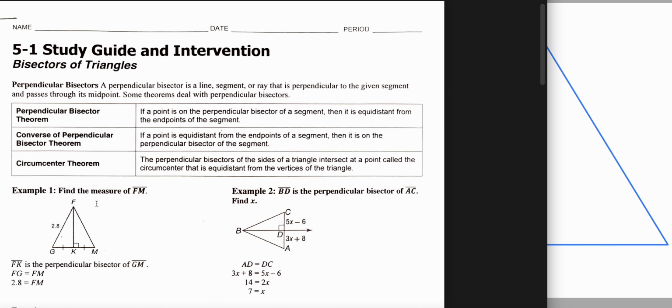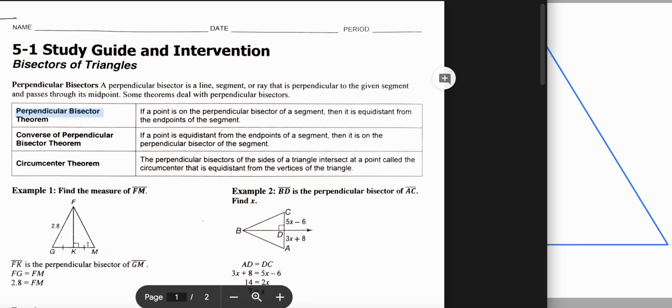We look at example number 1. It says find the measure of FM. So that's this right side of the triangle, right? Well, how can we do it? We can look at the figure and see that GK is congruent to KM and that FK is perpendicular to GM. So FK is, by definition, a perpendicular bisector of GM. And because of that, GK is congruent to KM.